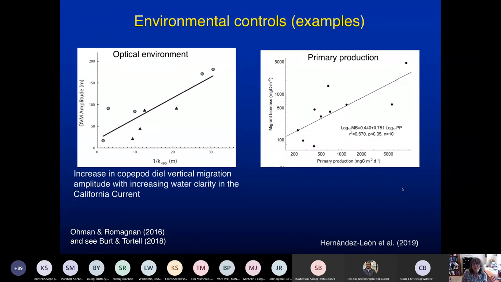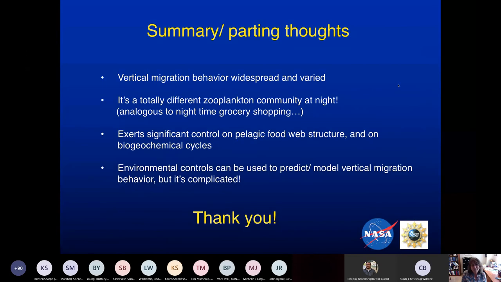So I just want to leave some time for questions here, but just suffice it to say that there's lots of things that control the migration, the optical environment, how clear the water is. And this is just showing how the amplitude, or the distance that zooplankton are traveling, is higher when the water's clear. It's also the biomass of migrators is higher, the more primary production in surface waters. So there's a lot of different controls on migration.